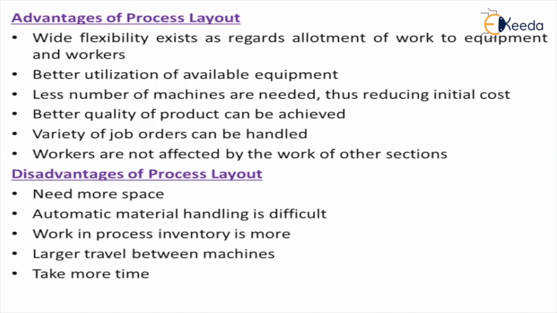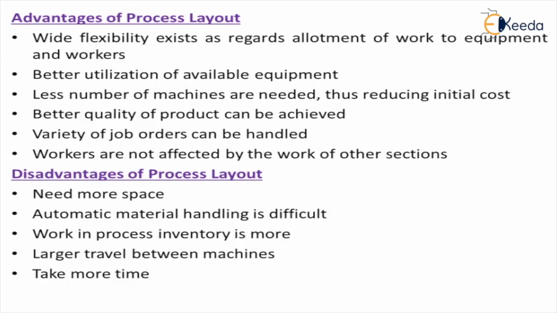Better quality of the product can be achieved. A variety of job orders can be handled. So if you have the variety, then obviously you have to go for the process layout. Then workers are not affected by the work of the other sections. So we need not worry about how other departments are going to work or how other sets of machines are going to work. So they can concentrate on their own work.